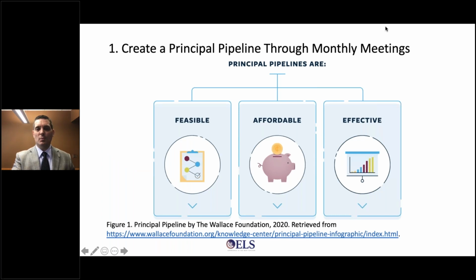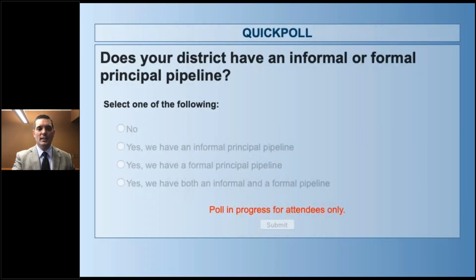Now, before I get into the principal pipeline, I'm going to launch a poll. If you would be willing to answer this question: does your district have an informal or formal principal pipeline? Now, you don't need to call it a principal pipeline, but if you would be willing to answer that question, select either no, yes, we have an informal pipeline, yes, we have a formal pipeline, or yes, we have both. So right now the poll is open for you to select one of those responses.